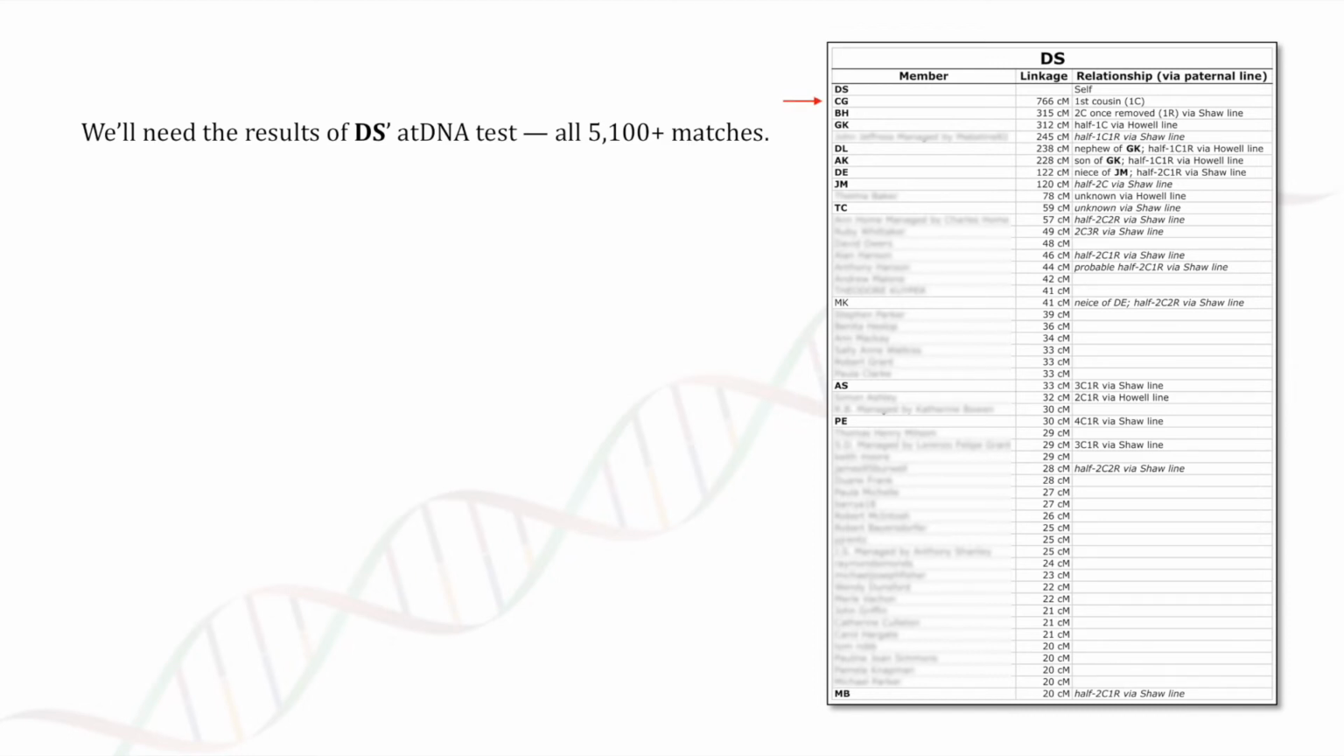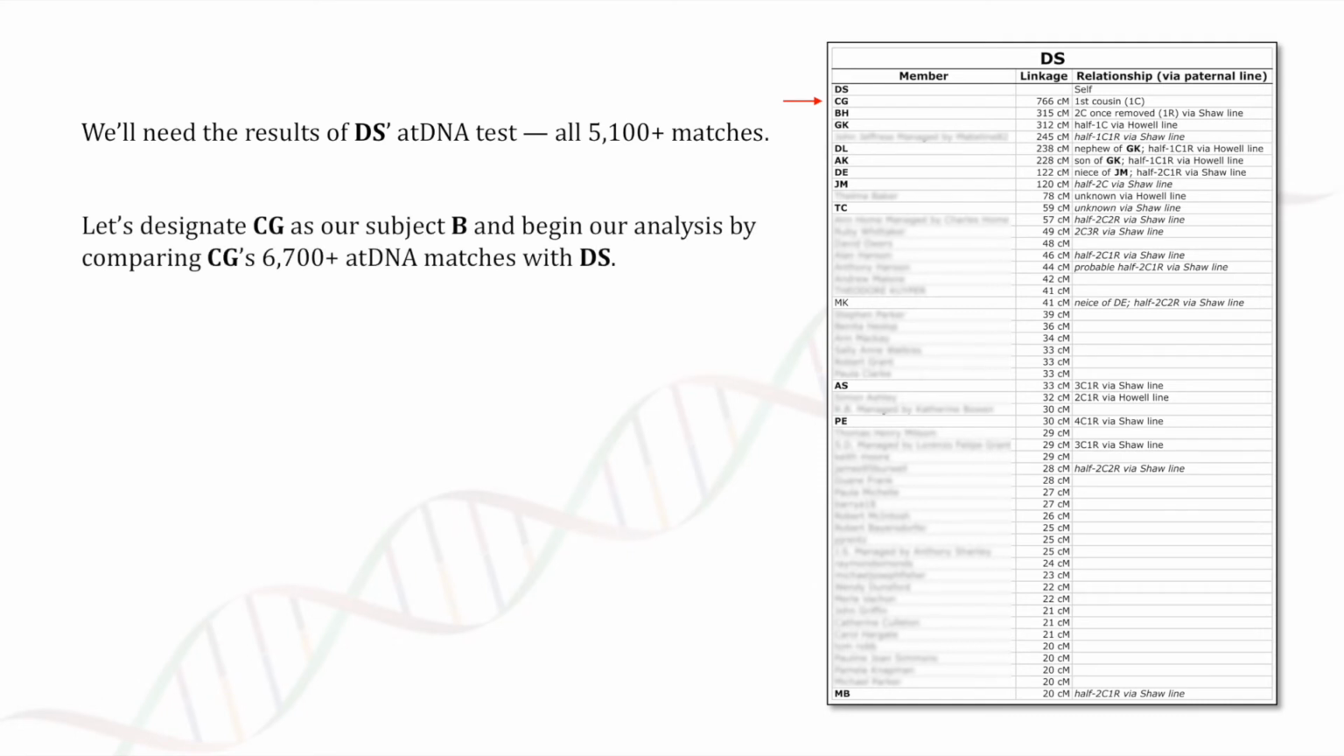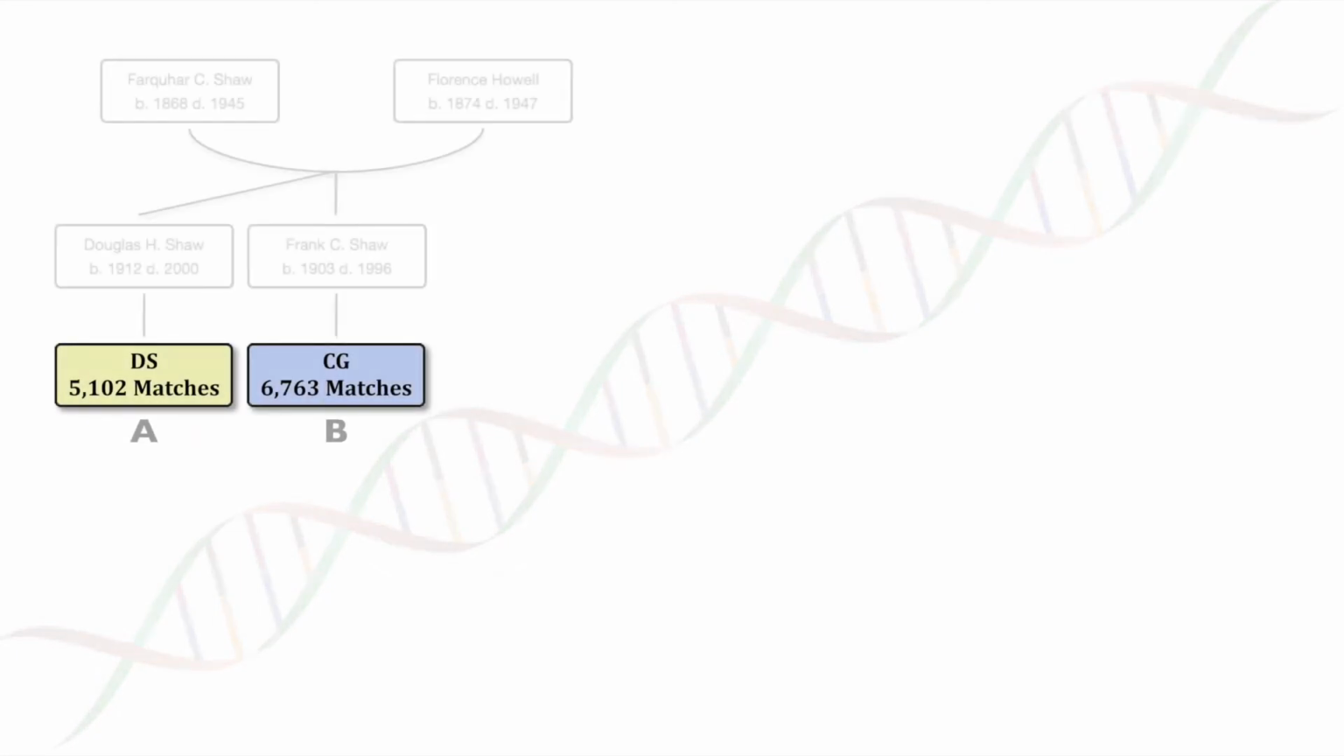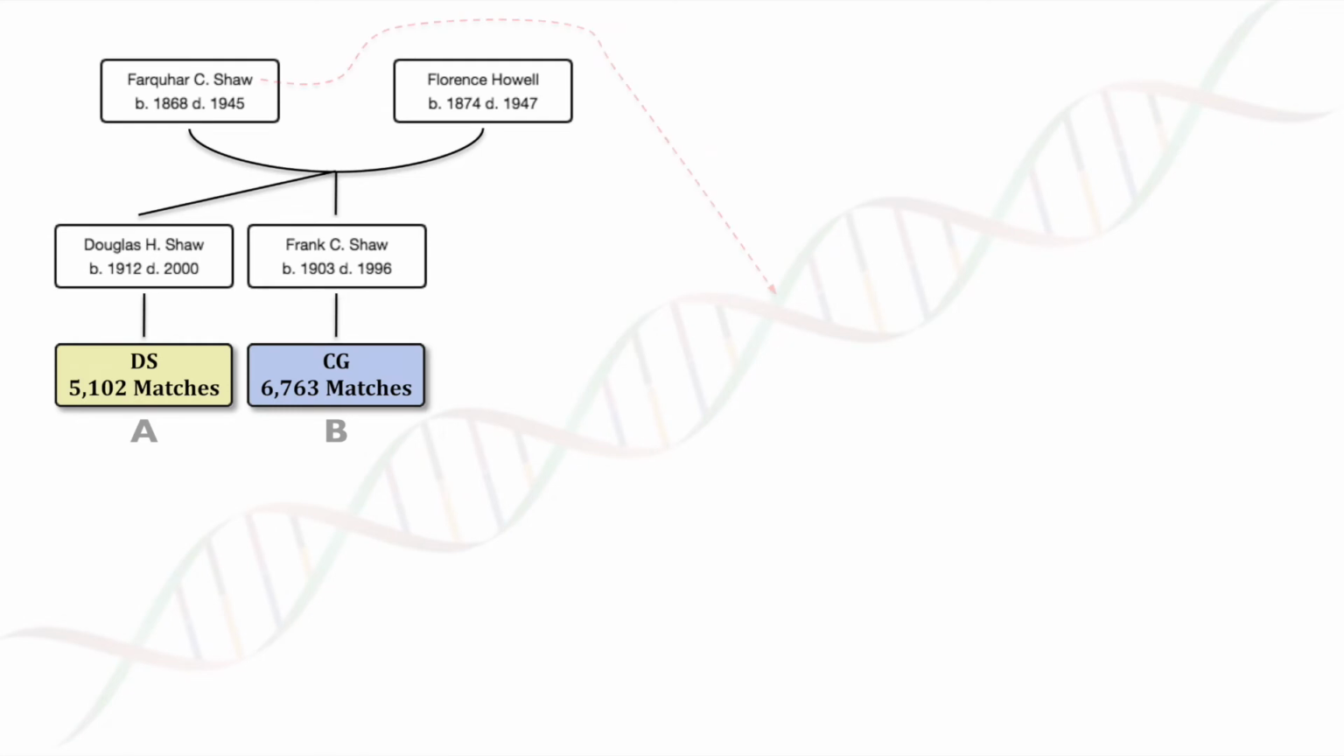The member match in the topmost rank is CG, DS' first cousin, who shares 766 centimorgans with DS. Let's designate CG as our subject B and begin our analysis by comparing CG's 6,700 DNA matches with DS. As first cousins, DS and CG share a set of grandparents. We'll use the surnames of their grandparents to label their shared genetic complex as complex Shaw-Howell.